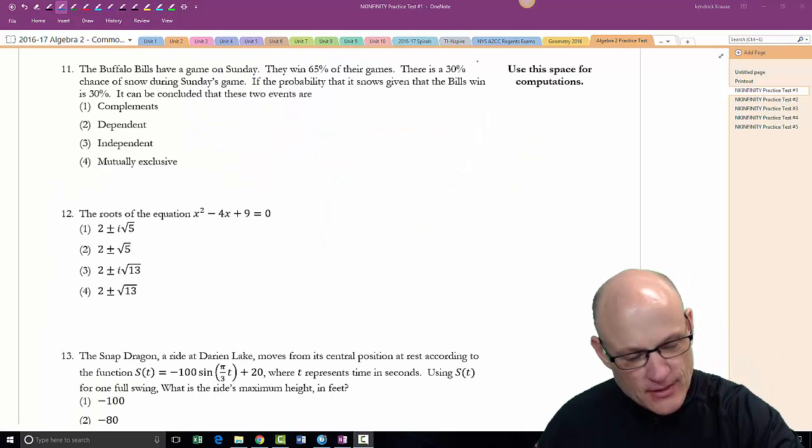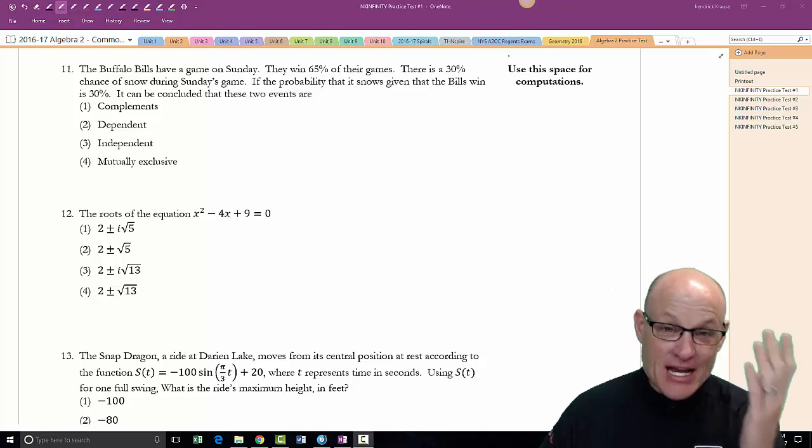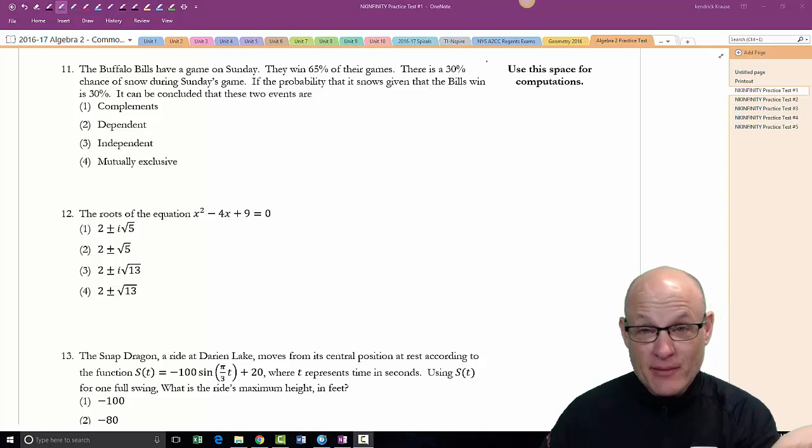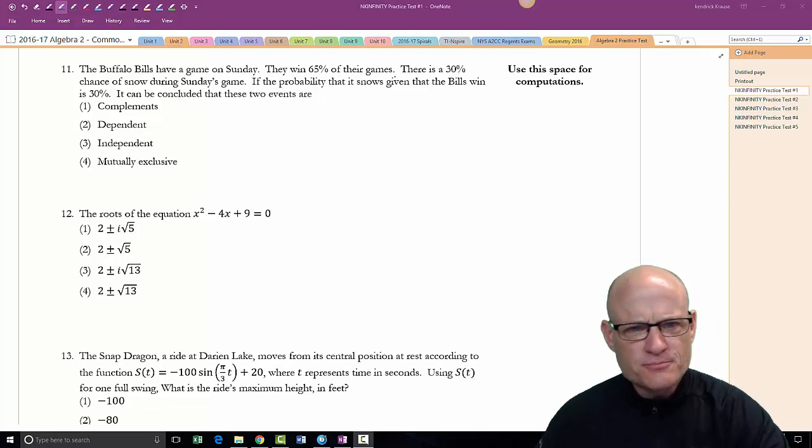Yes. Oh, my poor Buffalo Bills. I'm a huge Buffalo Bills fan. Huge. I've been a huge Buffalo Bills fan since whatever. I hope McDermott turns things around. Come on, McDermott, turn things around.